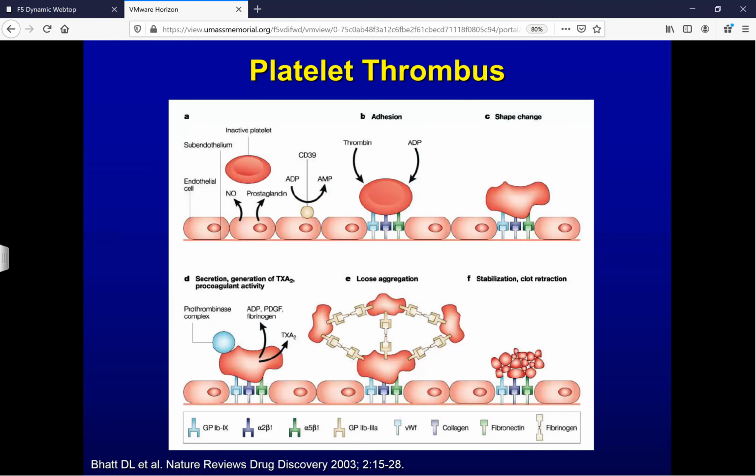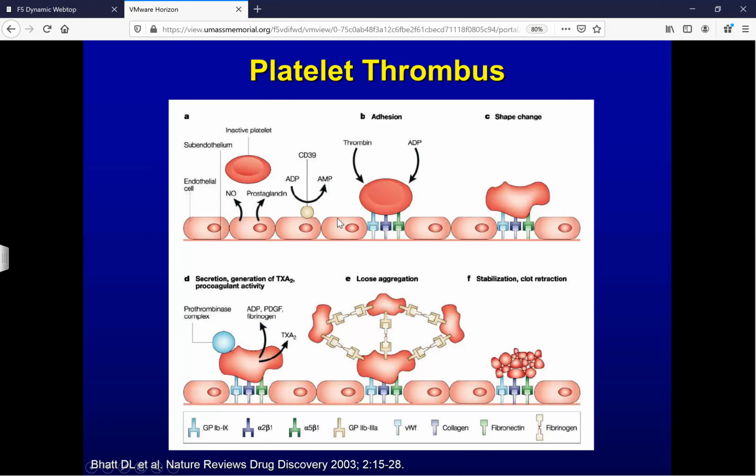Okay. So as you can see, this is a cartoon showing subendothelium and inactive platelets. In the first section, the platelets are just running through the blood. Then at some point in time, there is a change in the endothelial surface.